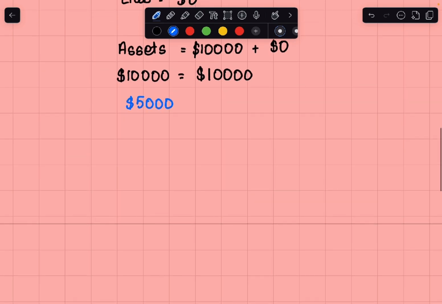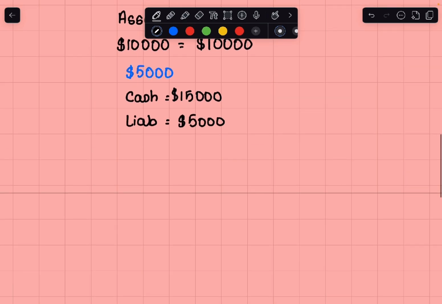So now your cash is going to be $15,000. You have got some amount that you owe to the bank, so that's going to be your liability of 5,000. And then you have got your own investment that remains the same. Your investment would be the equity.